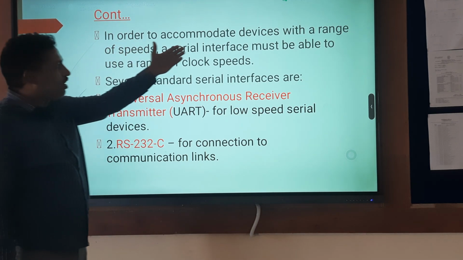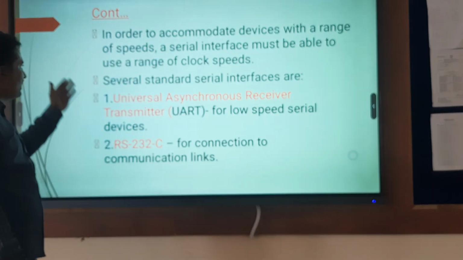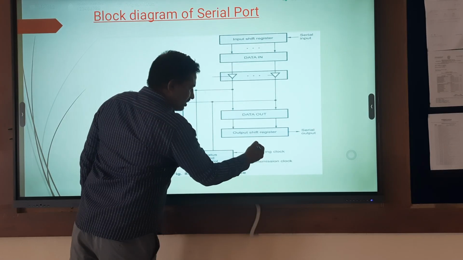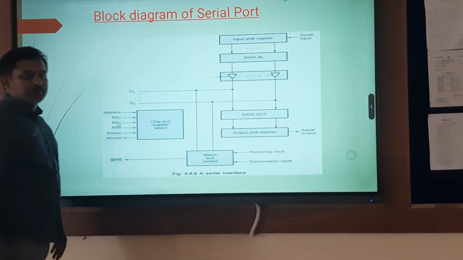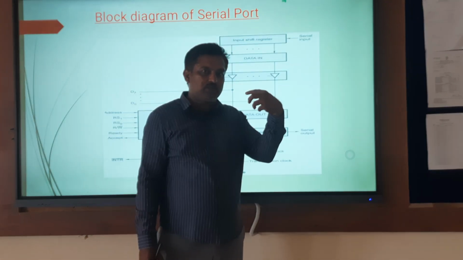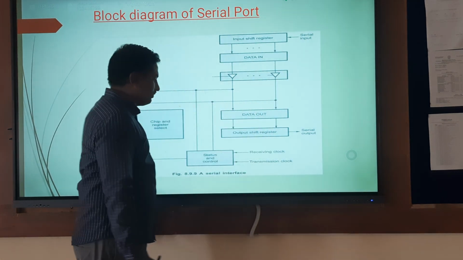In order to accommodate devices with a range of speeds, a serial interface must be able to use a range of clock speeds. See my dear friends, here you have two clocks. One is a receiving clock and the other one is a transmitting clock. With the help of the transmitting clock, the data will be transmitted. With the speed of the receiving clock, the data will be received.